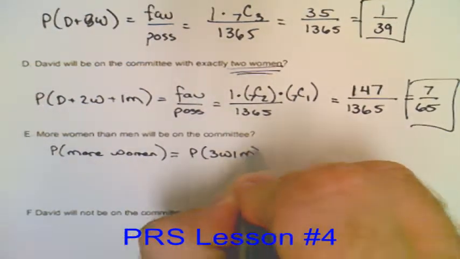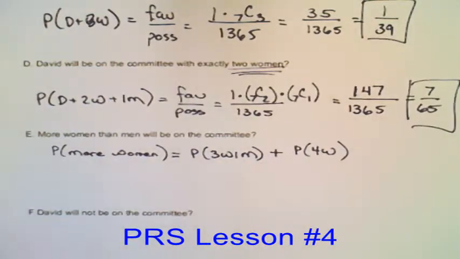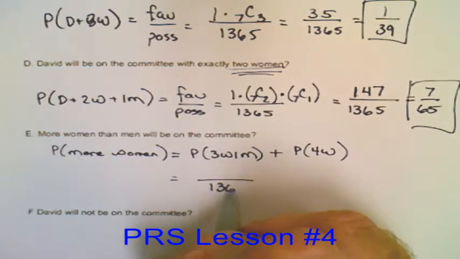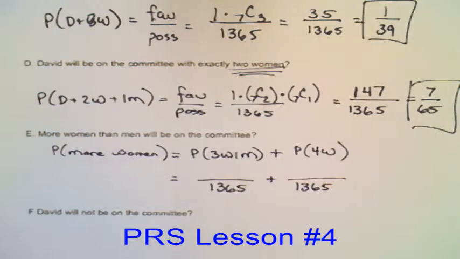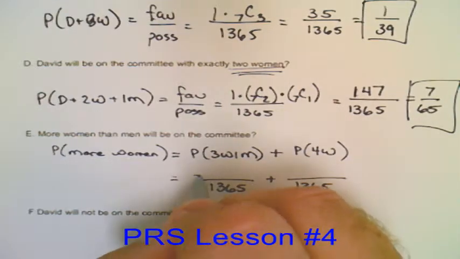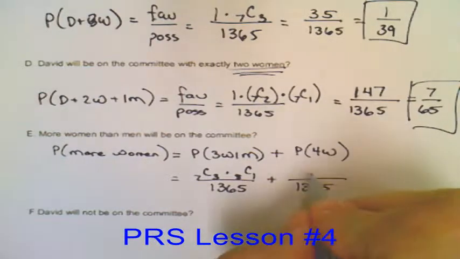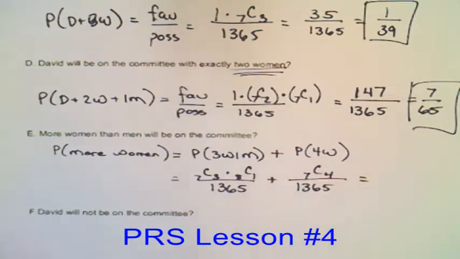So in this one here, in E, I suddenly forget about David for a second. There are more women than men. So the probability that there's more women would be the probability that there's 3 women and 1 man, or the probability that there's 4 women and no man. Okay? So those are my situations. So I've got to take those. The 3 women and 1 man. Well, it's favorable over possible. My possible is still 1365. Ditto over here. My possible is still 1365.